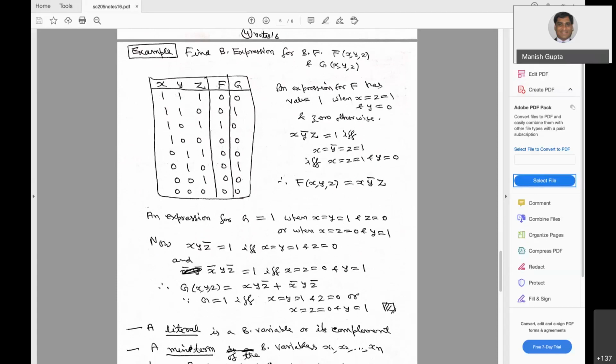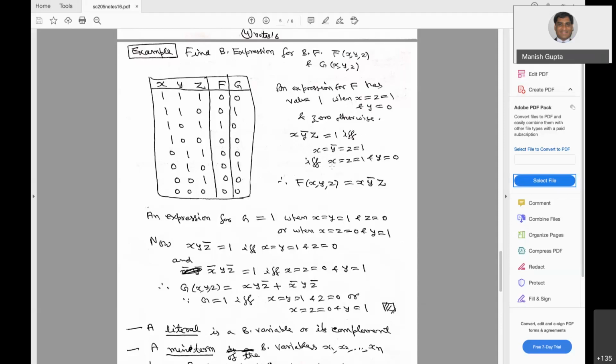When x is 1, z is 1, and y is equal to 0, then only f has 1 here, right? So that means we can write x y complement z is equal to 1 if and only if x is equal to 1, y complement is equal to 1, and z is equal to 1.